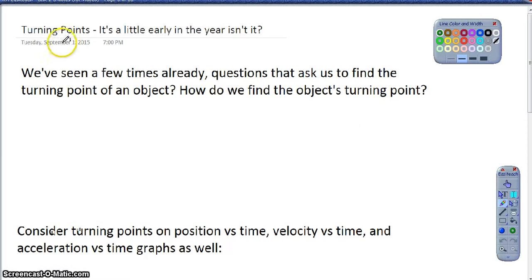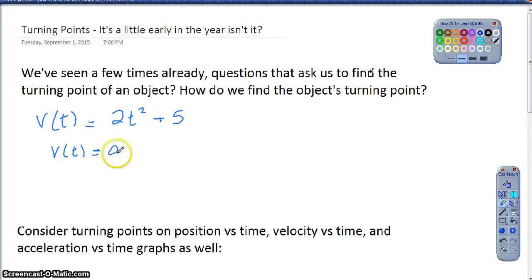Okay, so reviewing briefly turning points. I know I've spoken with a couple of you already about the turning points, but it doesn't hurt to see it again. Okay, so if a question asks us to find the turning point, there's a couple different ways we can do it. The first way is if I know the velocity function, right? So if I give you some velocity function and ask you to find the turning point, then the turning point simply comes from where does the velocity function equal 0 with one condition.